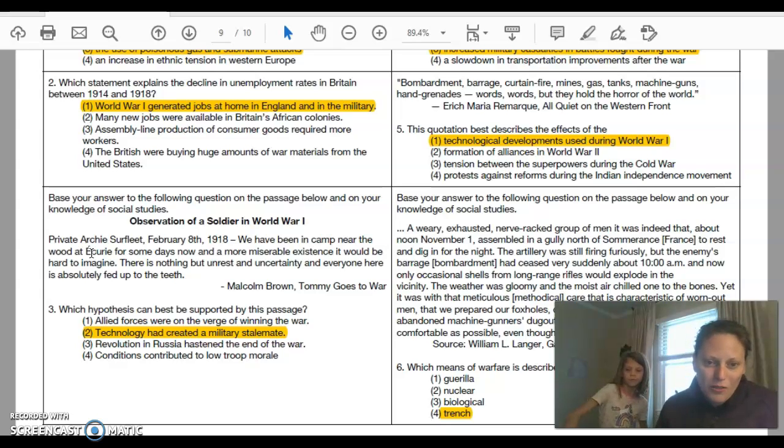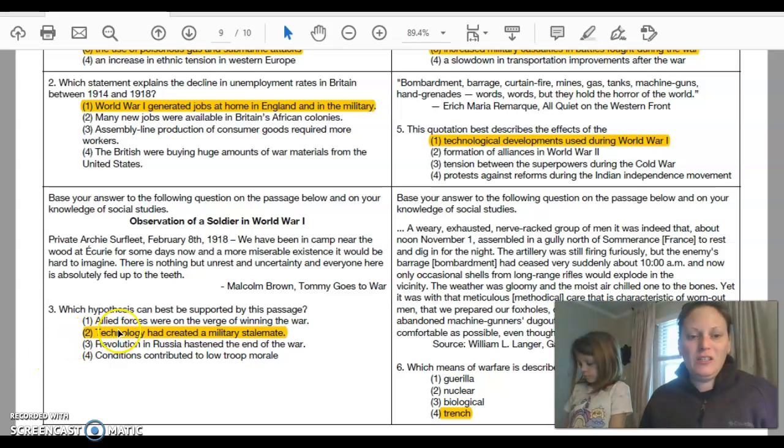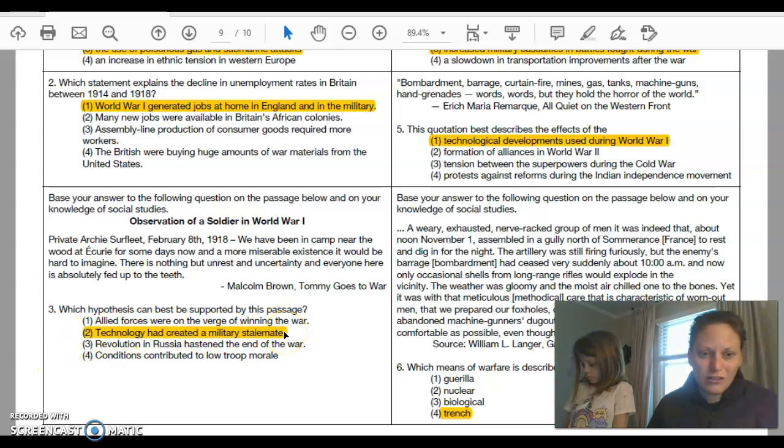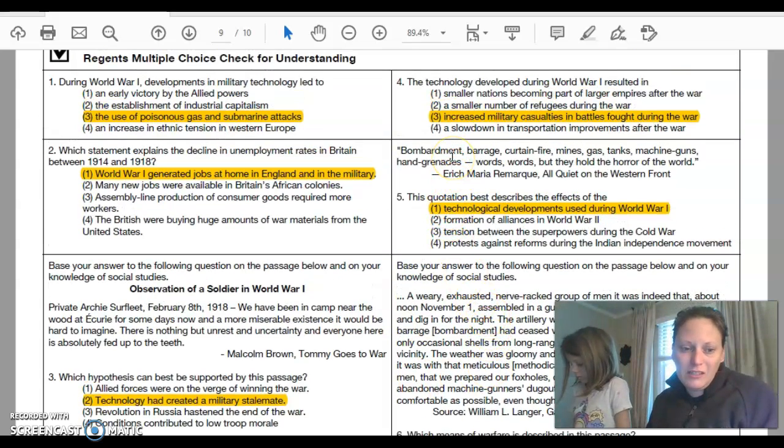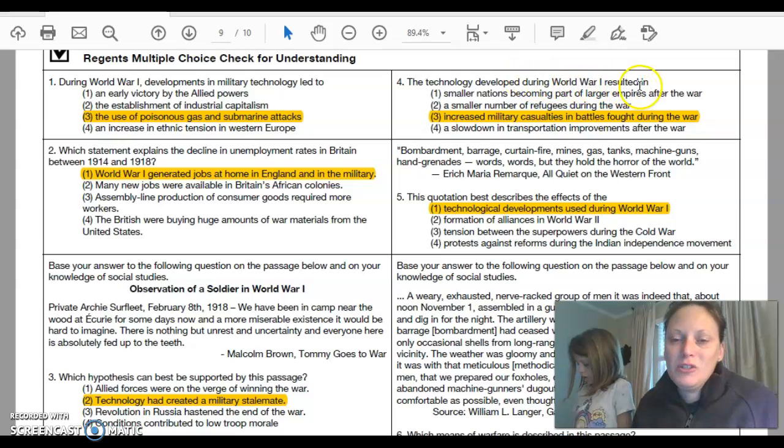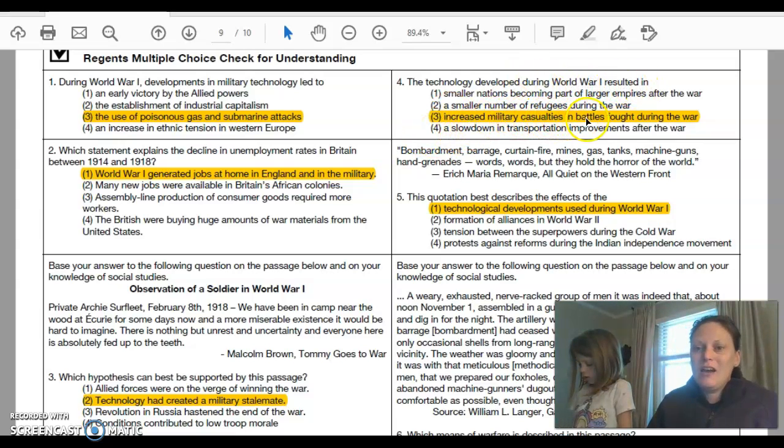Allied forces were on the verge of winning the war. No. Technology had created a military stalemate. That looks pretty good. Revolution in Russia hastened the end of the war, or conditions contributed to the low troop morale. So we're going to go with the fact that technology had created a military stalemate. Number 4, the technology developed during World War I resulted in what? Increased military casualties in battles fought during the war.